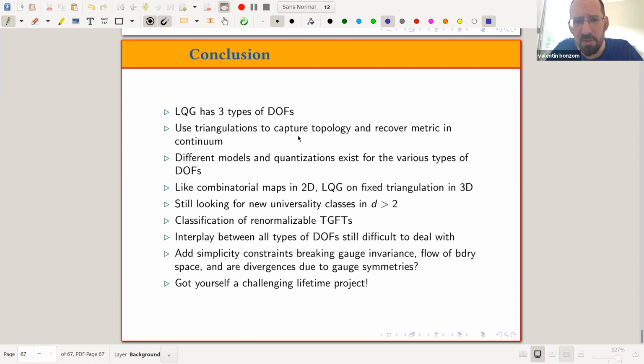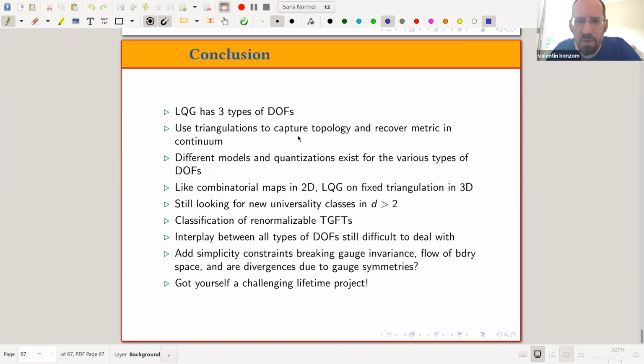So I showed you different models and different quantizations, whether the model has no spins, but you sum over all graphs, or in 3D loop quantum gravity where you have a single triangulation and you sum over spins. I didn't really explain that one, but I mentioned it quite a few times. So these are different models with different quantizations.